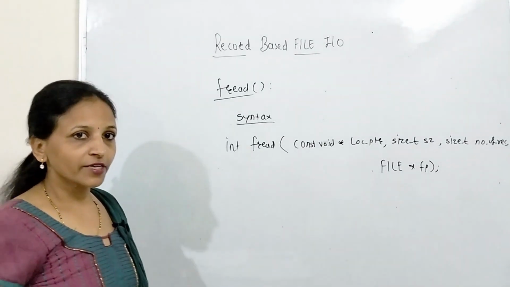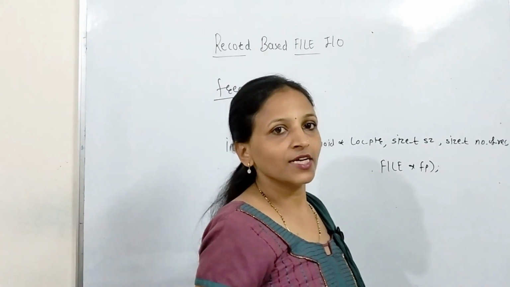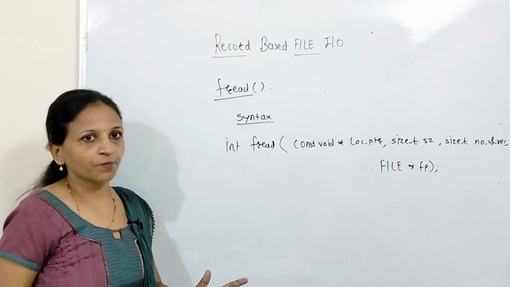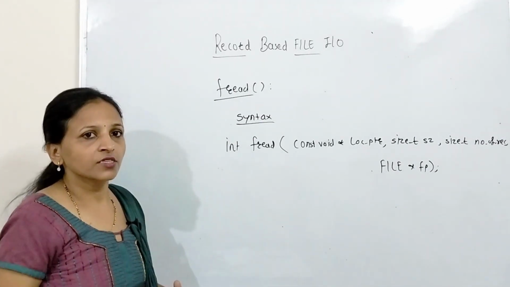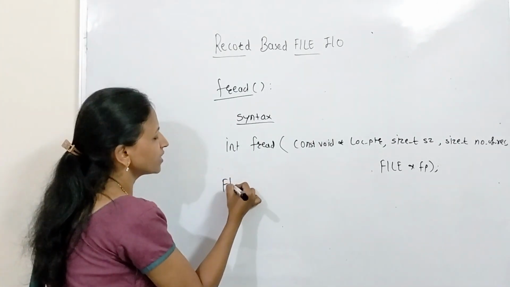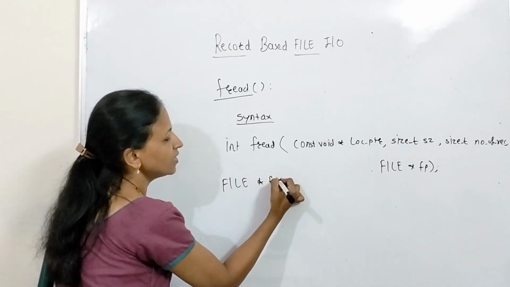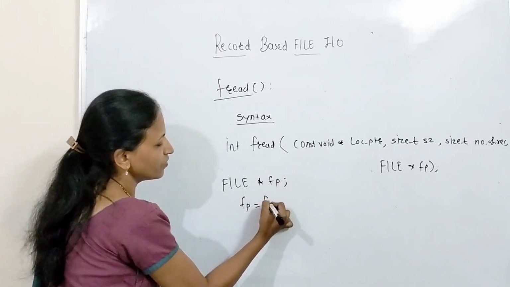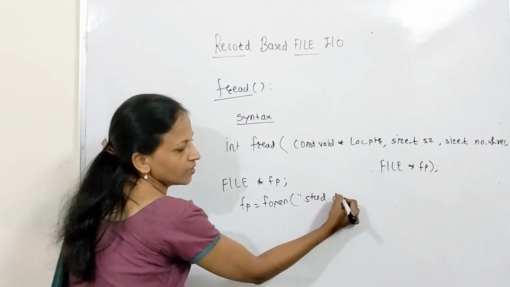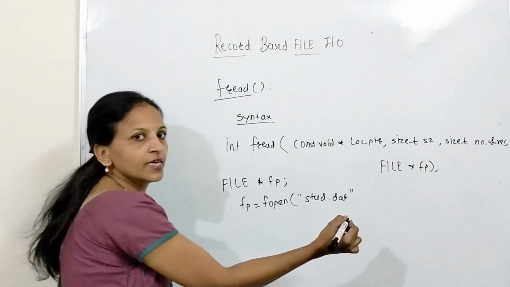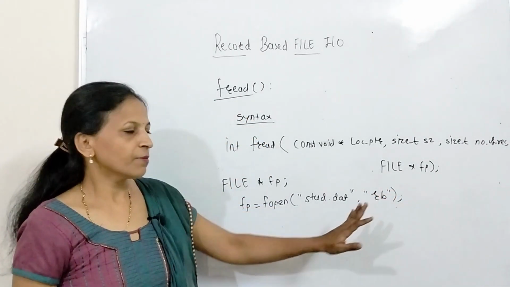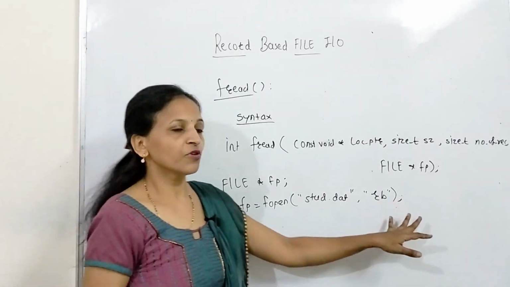We have already created that student stud.dat file. Inside that we have written one record of that student type. I want to read that record, then we can use this fread function. How to use? Let us see. Again we have to declare that file pointer, like FILE star fp equals fopen. Here the file name is stud.dat, then comma, in read mode, reading a binary file, so for that the rb mode we will use.